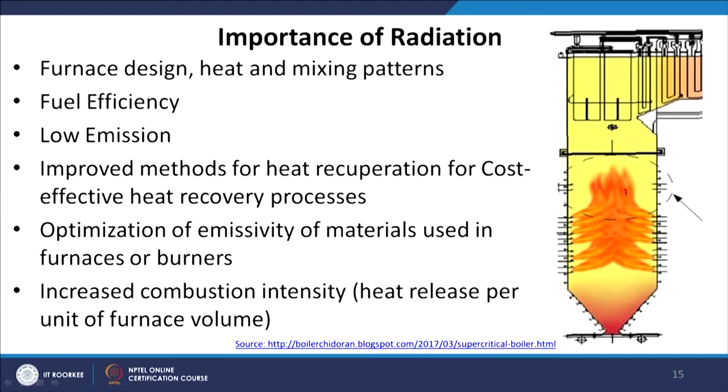Because there are many things that we want to optimize. For example, in this furnace, we burn coal, and due to burning of coal we have flue gases forming, this is the flame, and these flames basically carry heat through convection, but a significant amount of radiation is also there, and this radiation reaches the surfaces in the top part. These are the heat transfer surfaces of the boiler.